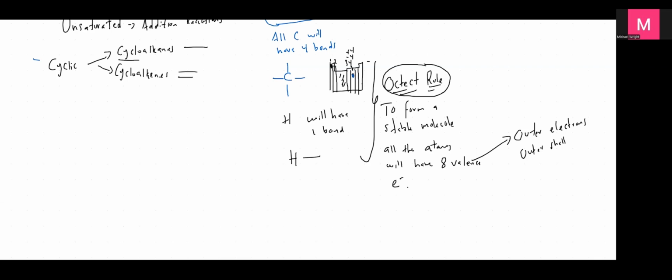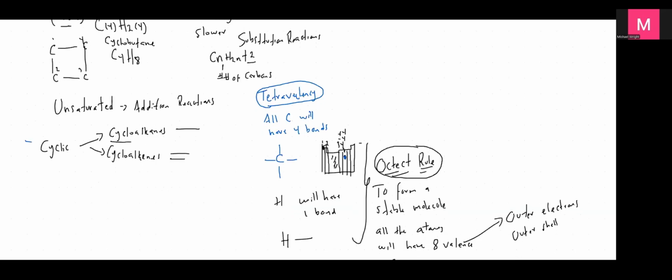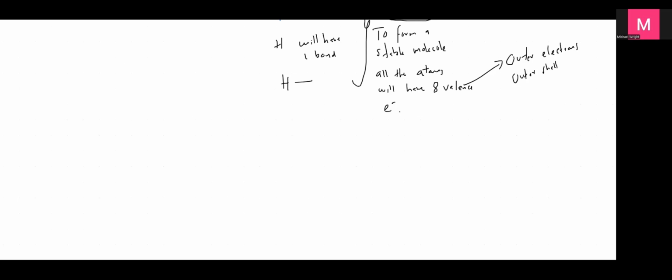Got it? Okay, so let's go back to the substitution reaction. CnH2n+2 is this global formula. So I have an example here, such as methane. Methane contains one carbon. But why one carbon? Okay, because the prefix, met, means one single carbon.